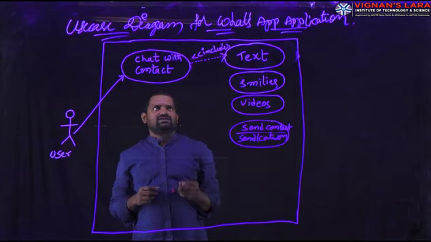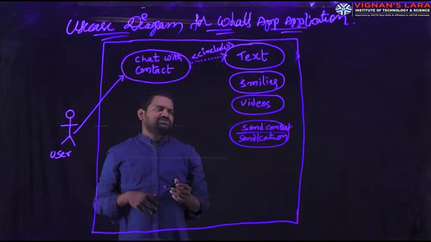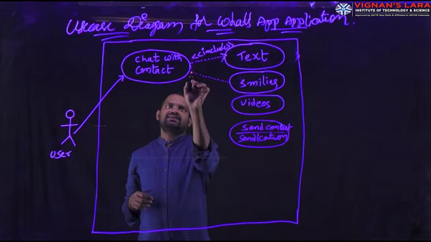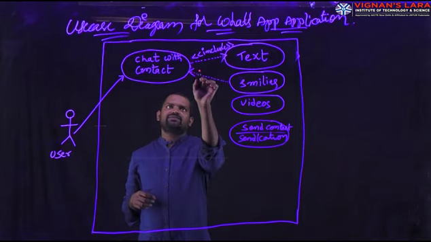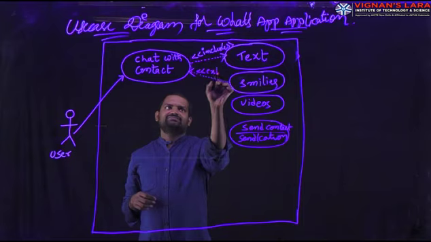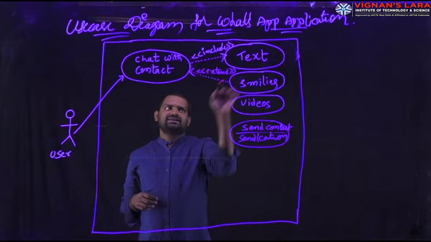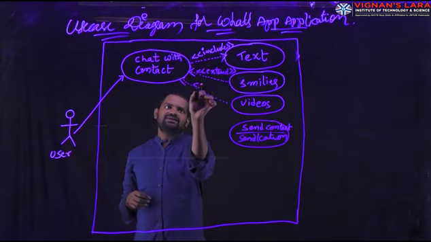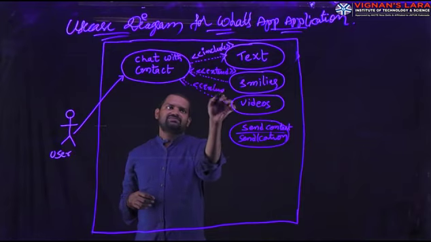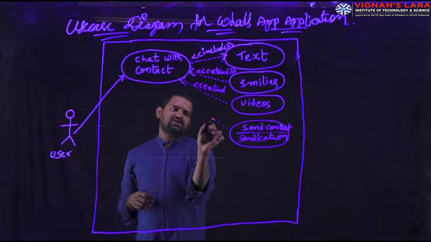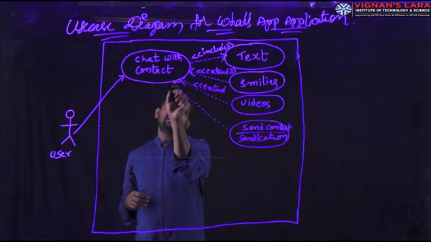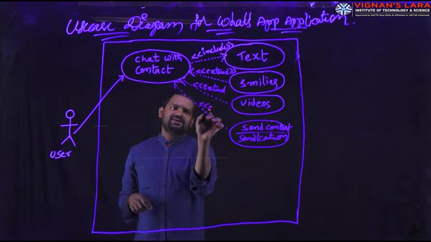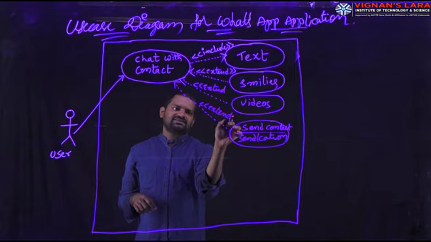Smileys are sometimes not used in the regular way. Sometimes you may use smileys. At that time you use extend. Sometimes you may send videos. You use the extend relationship. And sometimes you may send location or contact details. You use extend stereotypes.